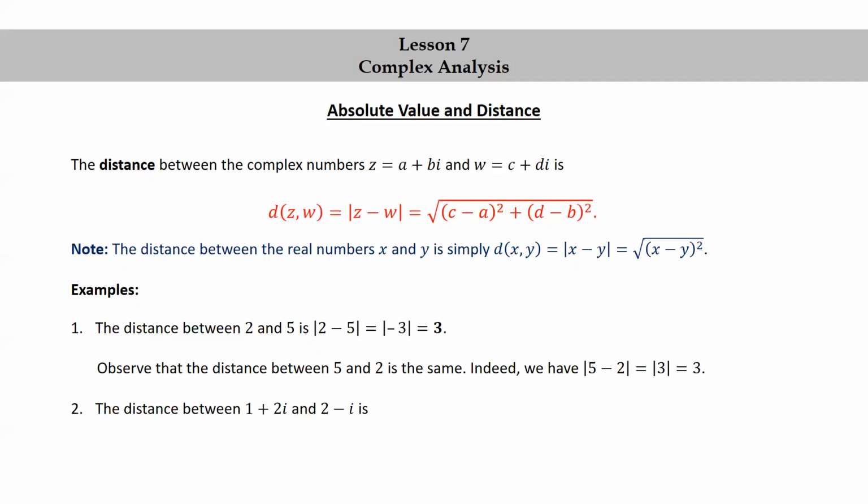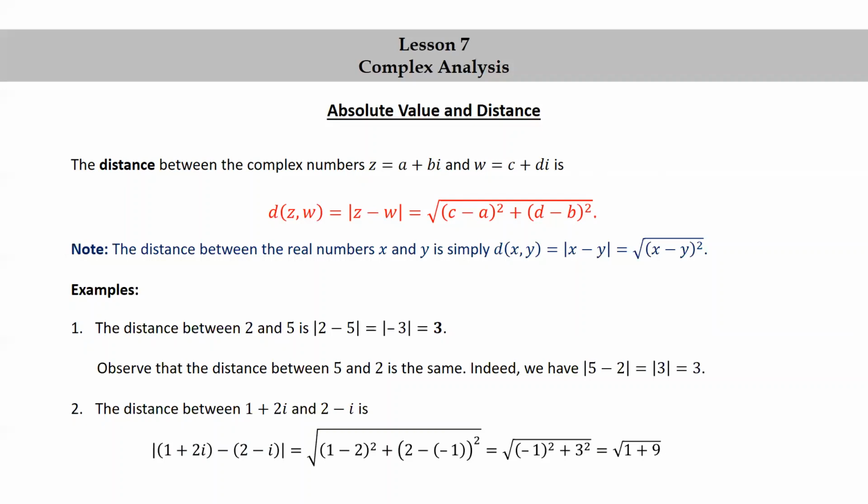The distance between 1 plus 2i and 2 minus i is the absolute value of 1 plus 2i minus 2 minus i, which is the square root of the square of 1 minus 2 plus the square of 2 minus negative 1, which is the square root of the square of negative 1 plus 3 squared, which is the square root of 1 plus 9, which is the square root of 10.